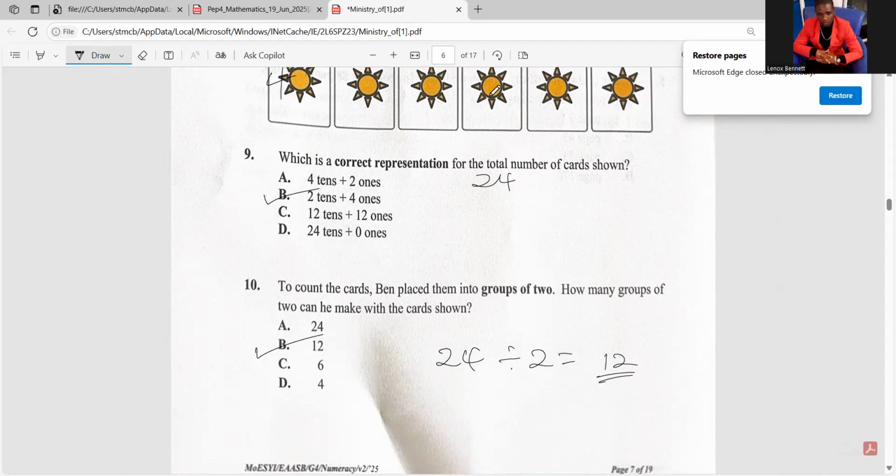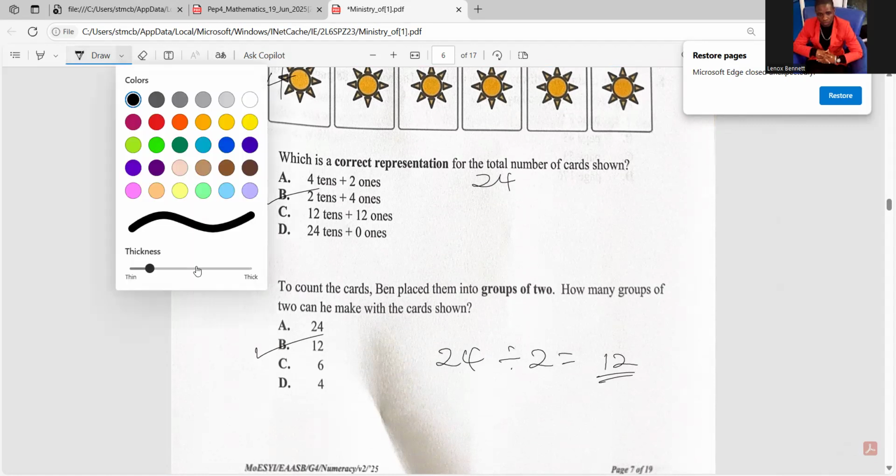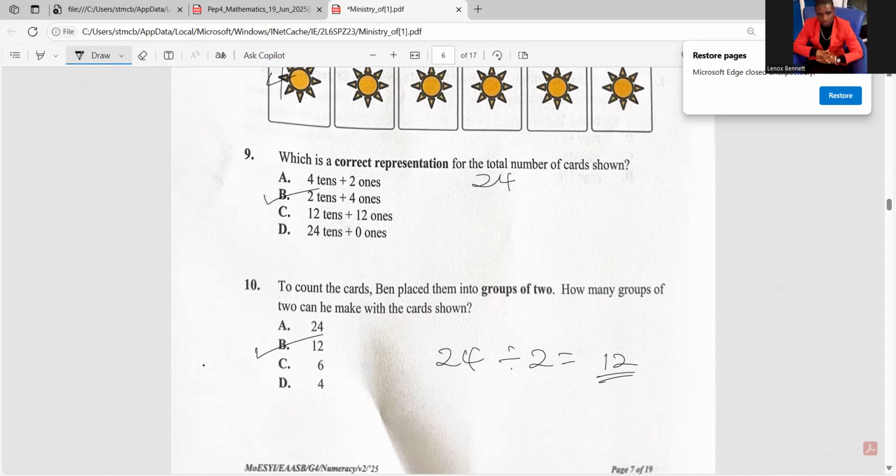This looks dull, man. Hold on there, guys. I don't understand what's going on. Oh, this looks so dull. All right, let's move on.